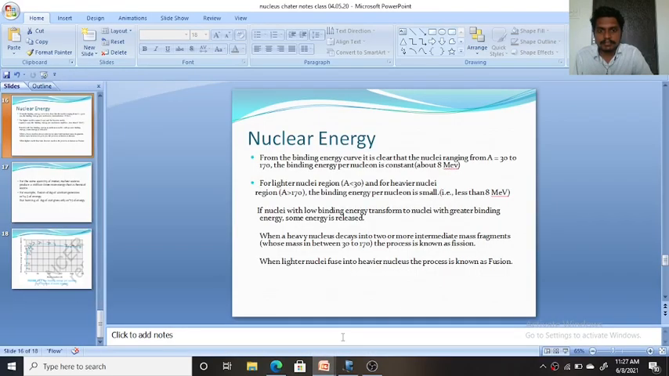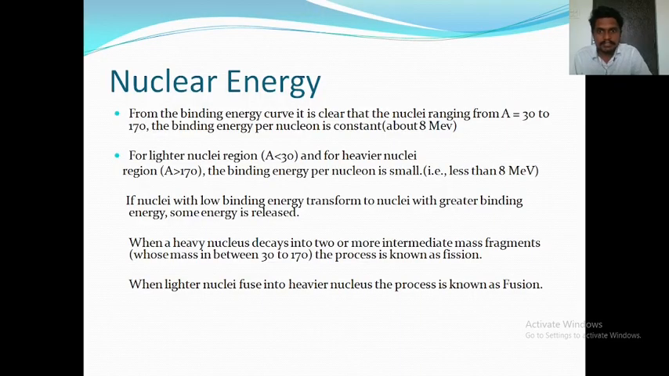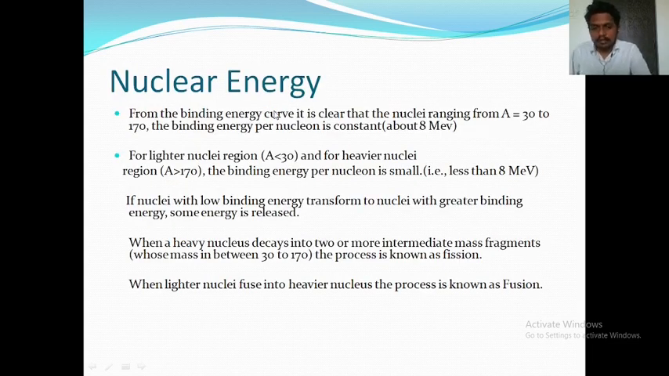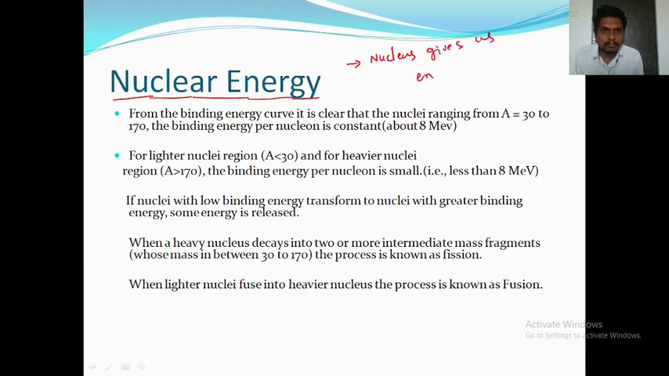Here you can see this picture. Here we will talk about the origin of nuclear energy. The nucleus provides a large amount of energy. The nucleus gives us an enormous amount of energy.